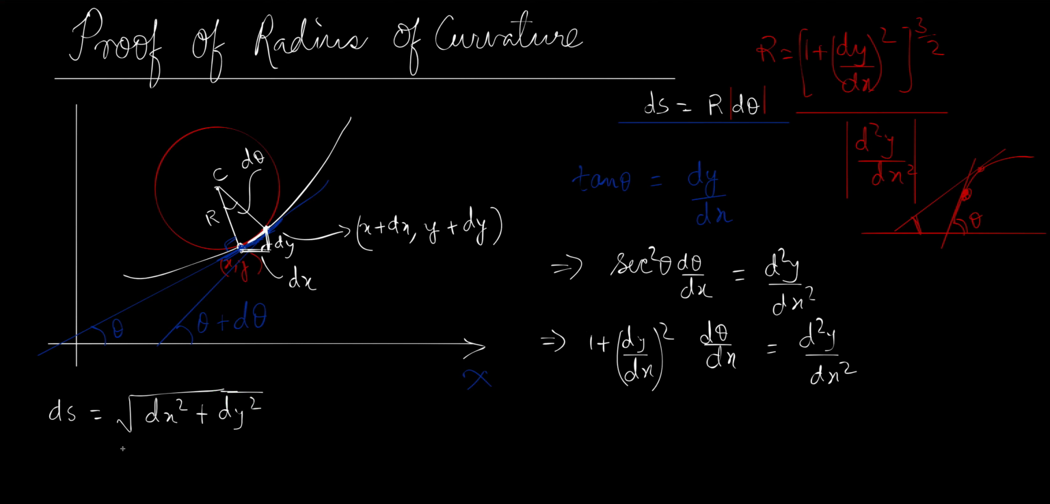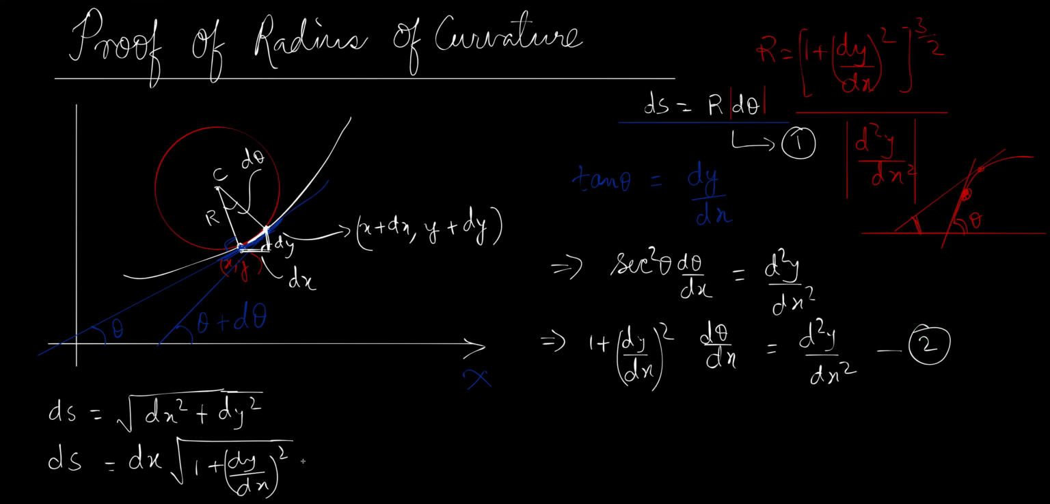This is your ds. And by the way, you can take dx out of this square root, then you will get dx times the square root of 1 plus (dy/dx) whole squared. So this is your ds. Now look at this. We have equation number 1, equation number 2, and equation number 3, and from these three equations we will get the radius of curvature.